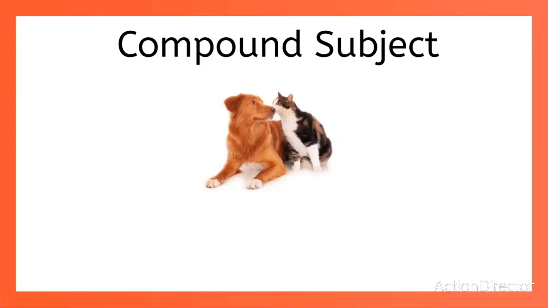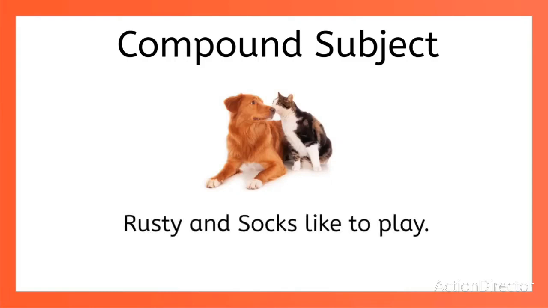Let's try another. Rusty and Socks like to play. Did you spot it? The sentence is about both Rusty and Socks. Rusty and Socks is a compound subject and they share the same predicate, like to play.